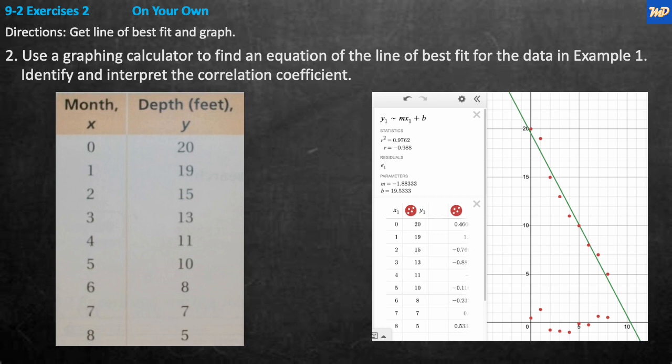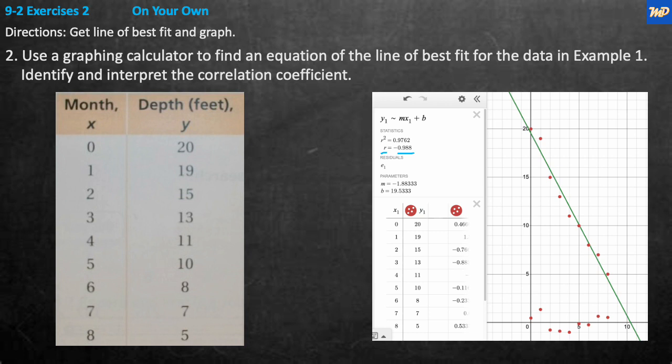But after you type those numbers in, here they are with 0, 1, 2, 3 to 8, and 20, 19, 15, 13, 11, 10, 8, 7, 5. As you get those all plotted in on your calculator, and you tell it to run the equation, you're going to come up with numbers that should look very similar to this, using y is equal to mx plus b. That's what this equation is. It's linear regression. We see that the r value is negative 0.988. Well, that's a very tight correlation.